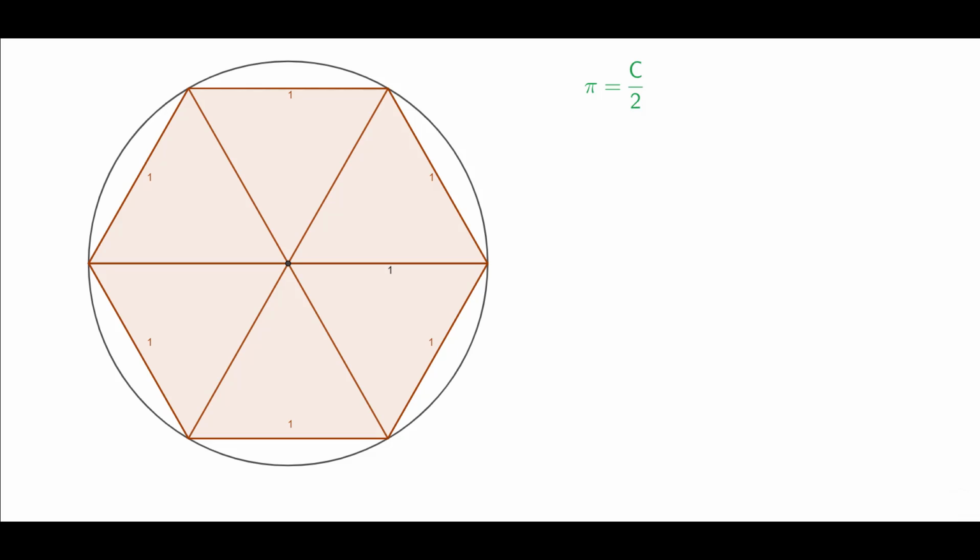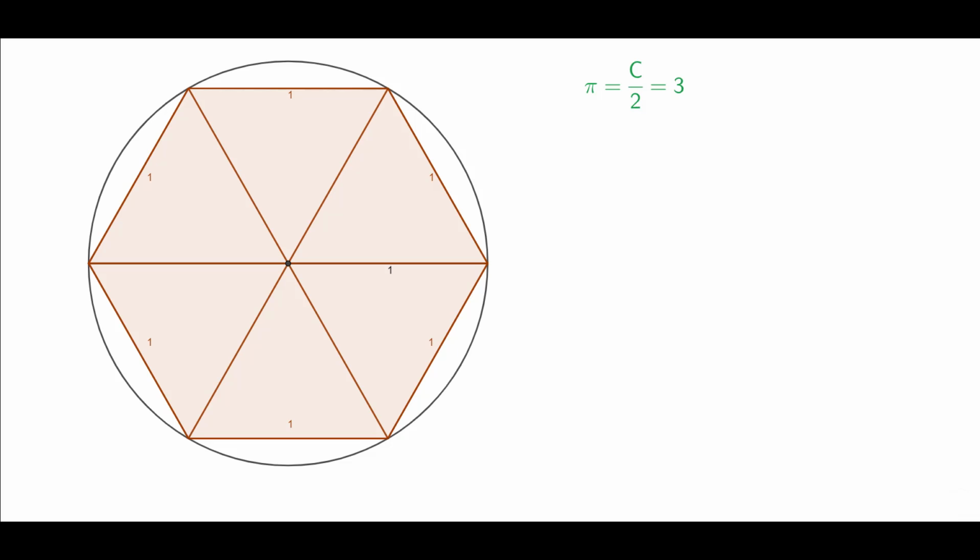I can divide the hexagon into equilateral triangles. And since I know the radius of the circle is 1, I know that the sides of the hexagon are 1 as well. So the circumference of the hexagon is 1 times 6, or simply 6. So my approximation of pi is 6 divided by 2, or simply 3. Now let's get a better approximation of pi.